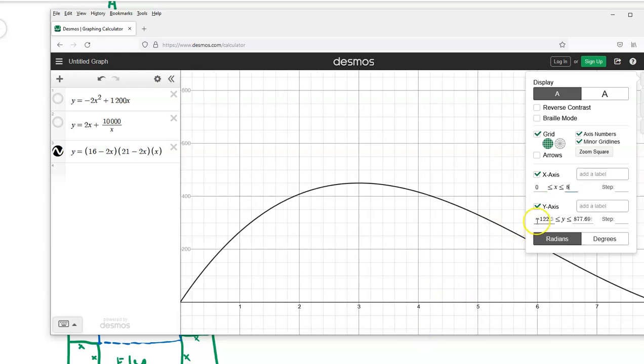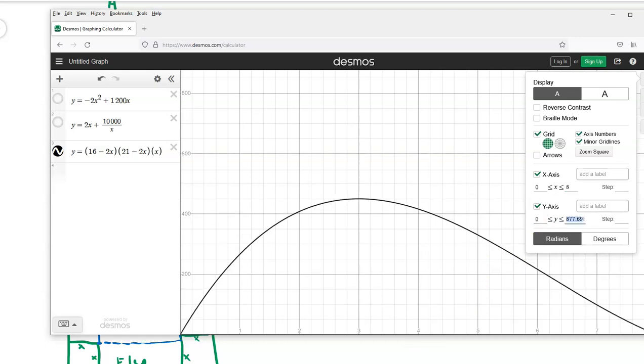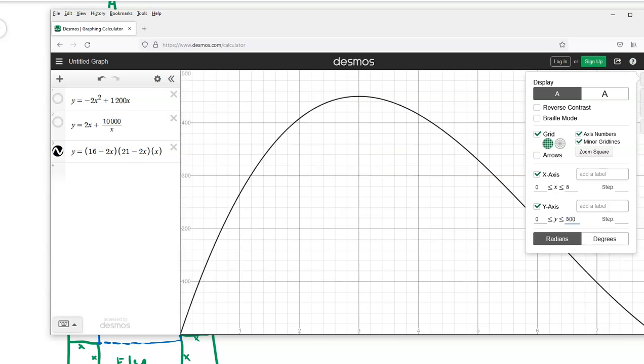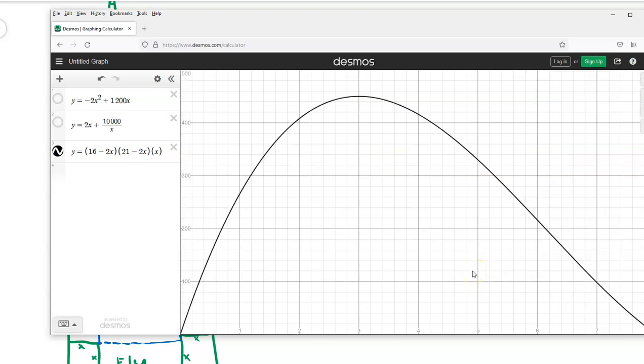And let's make the y's. We don't need negative y's, right? No negative volume. And then for the max, it looks like by 500 it probably hits the max. All right. This graph looks almost like a parabola, but it's not strictly parabolic because it's not symmetric.